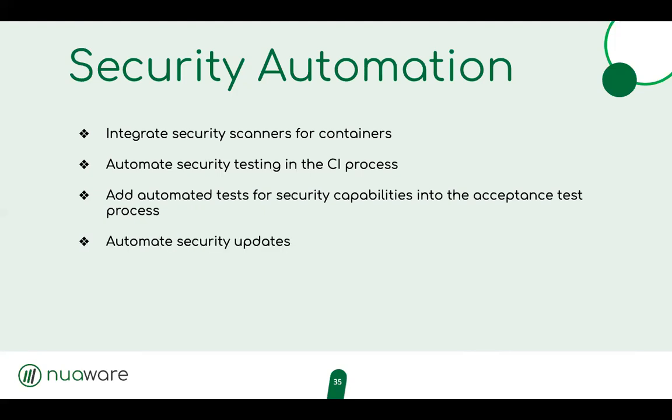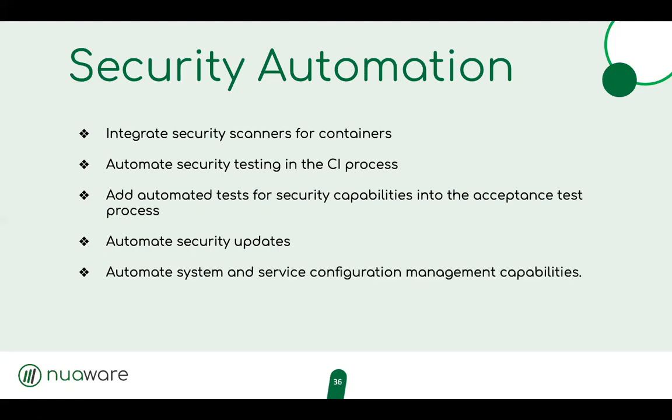Next step would be to automate security updates such as patches for known vulnerabilities. Do this via the DevOps pipeline. It should eliminate the need for admins to log into production systems while creating a documented and traceable changelog. Last but not least, we automate system and service configuration management capabilities. This allows for compliance with security policies and the elimination of manual errors. Audit and remediation should be automated as well.